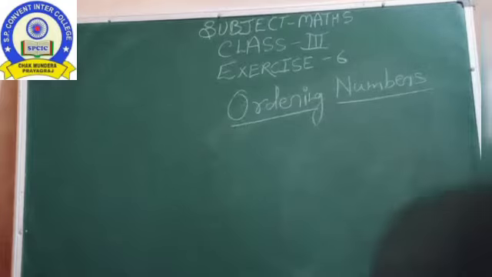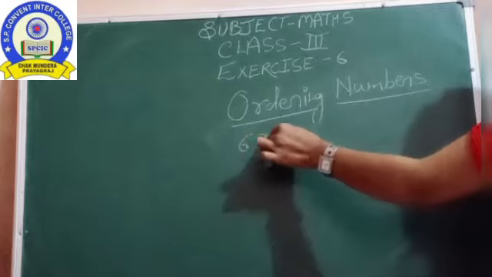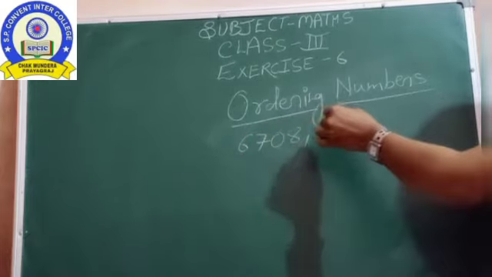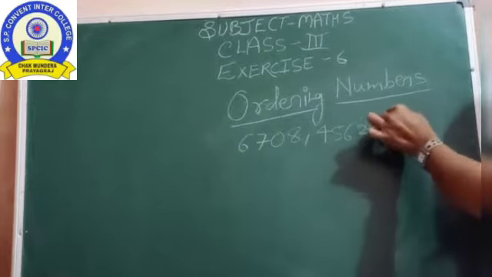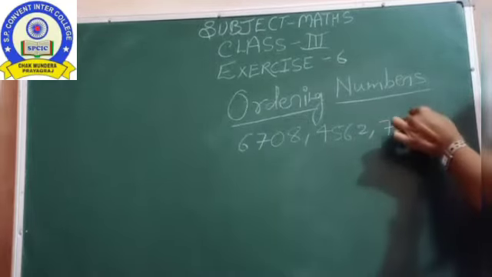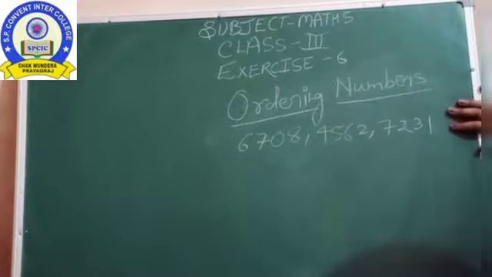For example, 6708, 4562, 7231. Okay. Now write in ascending order.